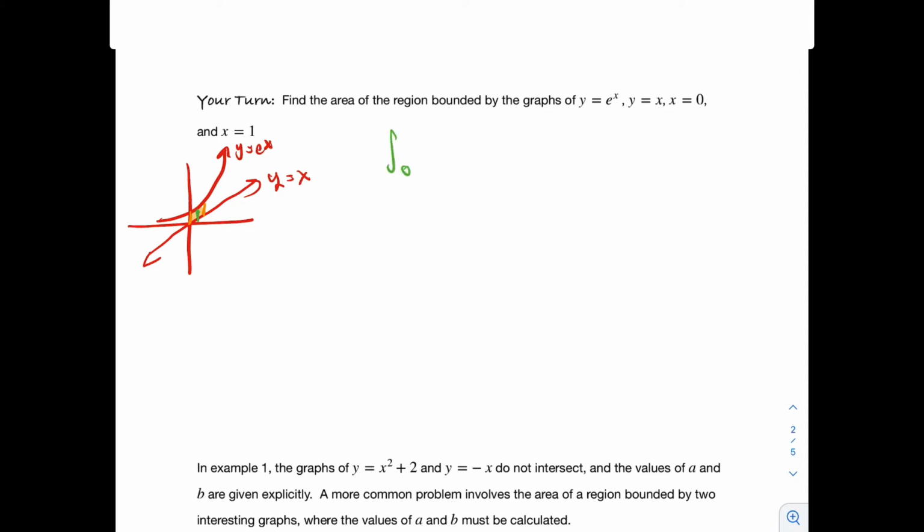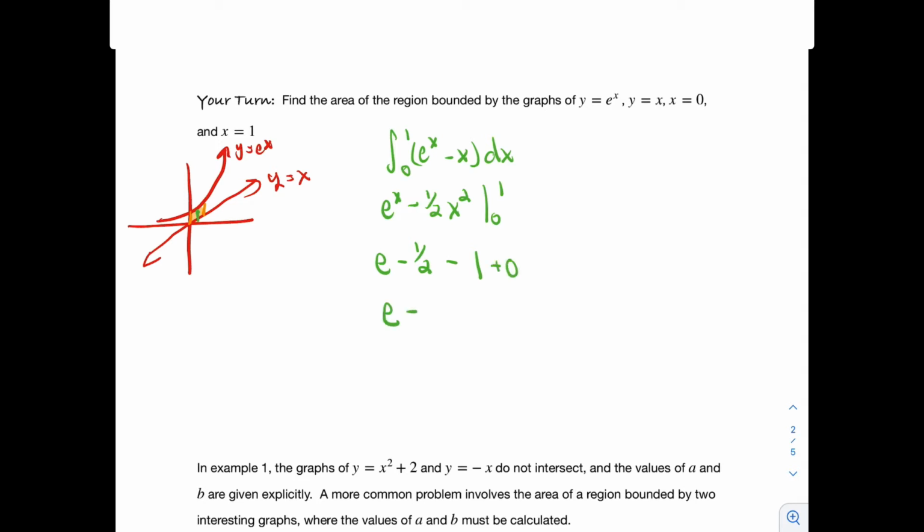And so my integral is going to be from 0 to 1 of my top curve, e to the x, minus my bottom curve, x, dx. All right, so the integral of e to the x is e to the x. The integral of x is 1/2 x squared, evaluated from 0 to 1. Replacing every x with 1, I get e minus 1/2. Replacing every x with 0 is 1, because remember, e to the 0 is 1.